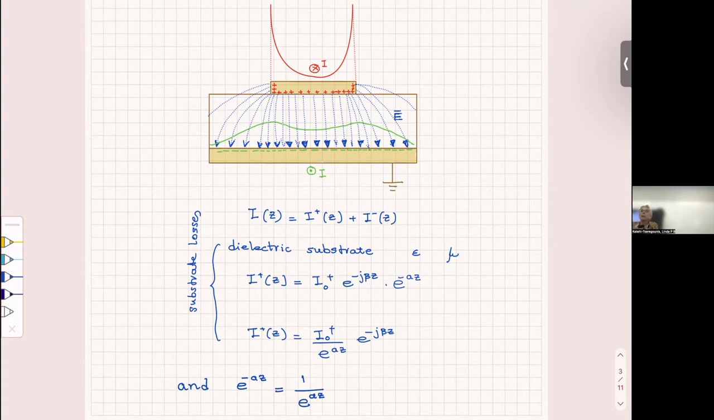All right? So the second thing is because the current, the charges flow here to the edges, and there are lines that will go even further out. All right? There will be some lines here.